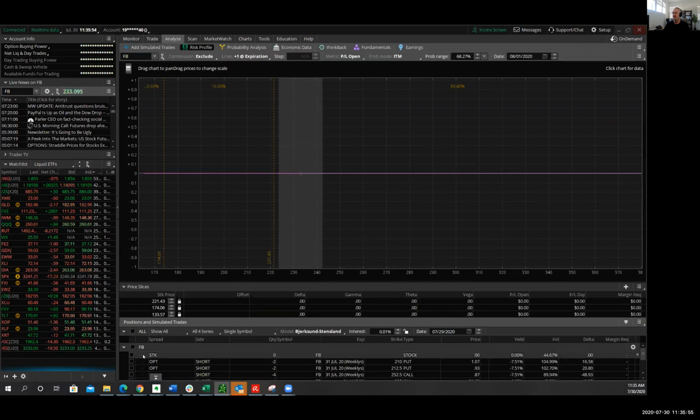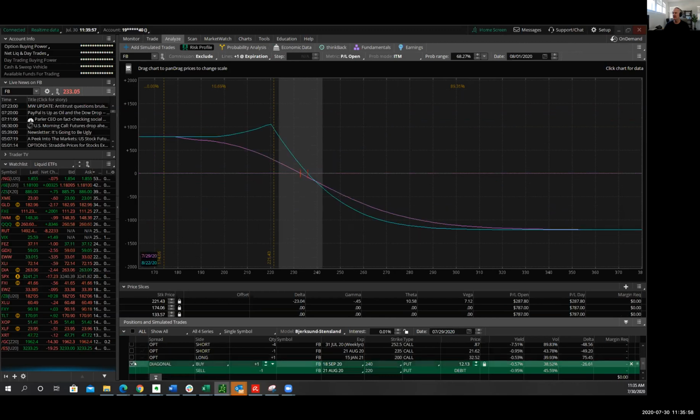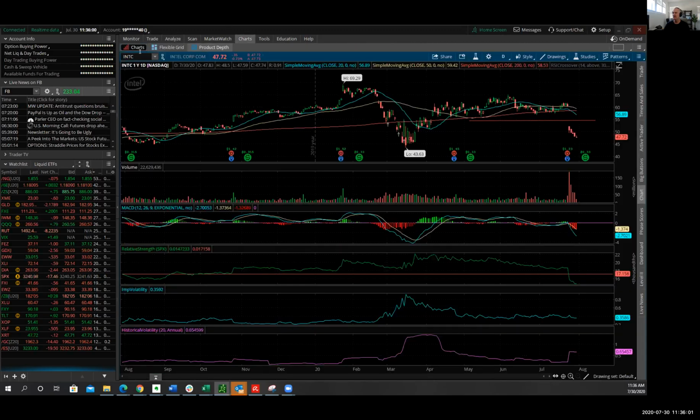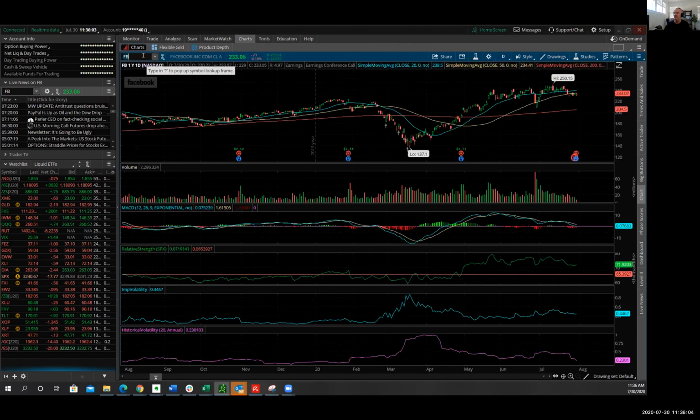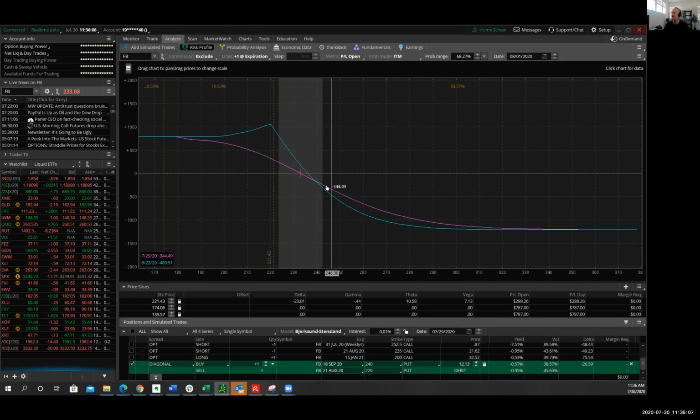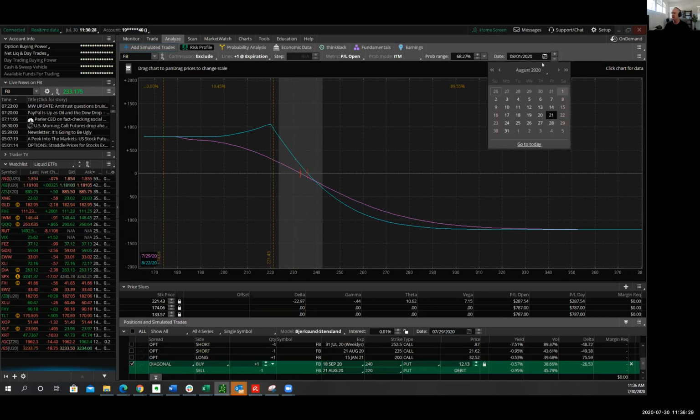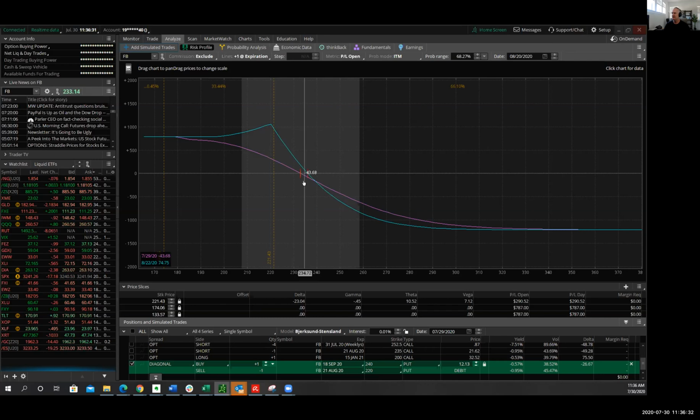I have a lot of other trades on in Facebook, so let me make sure that one's checked. This is kind of what it looks like. So Facebook is currently trading at 233.07. What you can see is if it's unchanged by expiration, you'll make 170 bucks. But can you see this purple thing here? That's at expiration. Let's see, August 20th. So let me change that to August 20th.